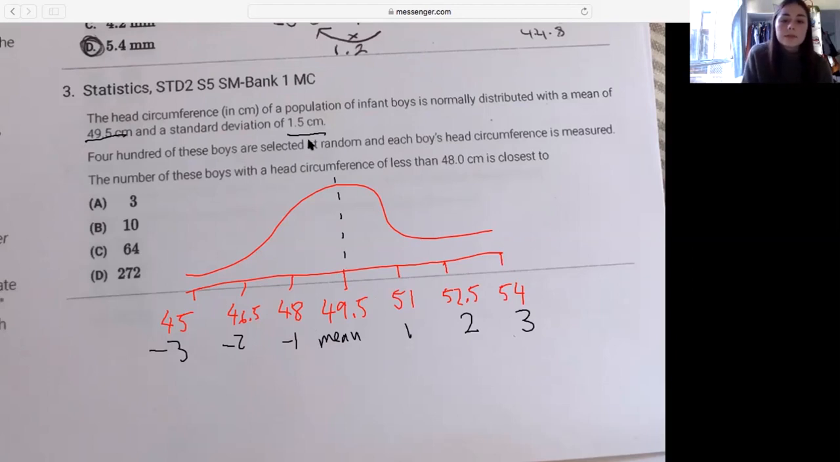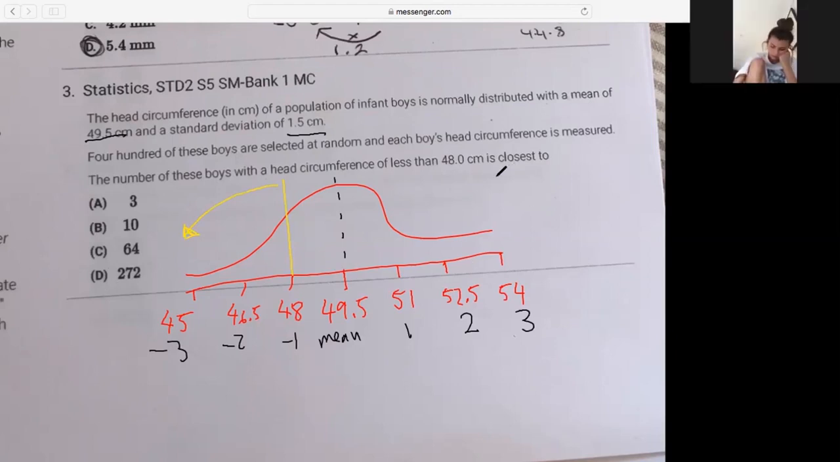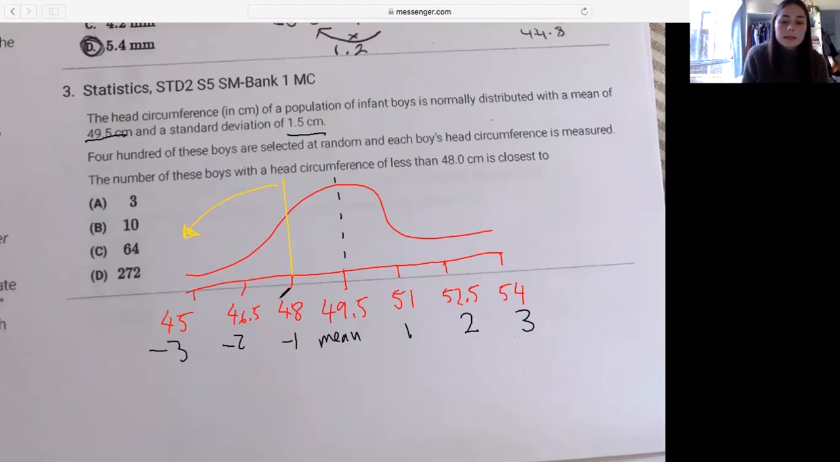And then it says 400 of these boys are selected at random and measured, the number of these boys with a head circumference of less than 48. So 48 is here, which is 1 standard deviation below the mean. And so they want to know how many boys are below, or way down this way. Is that cool? Yeah. And so we just got to figure out what percent is between 1 standard deviation. So what percent would be in here, do you think?